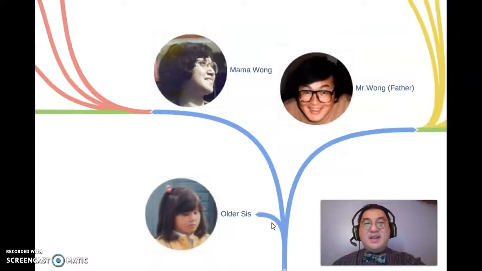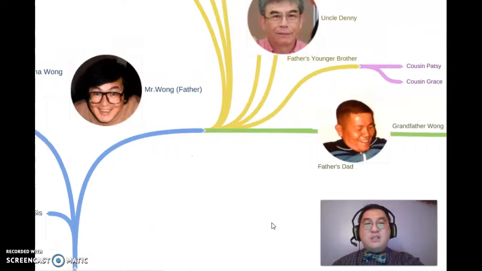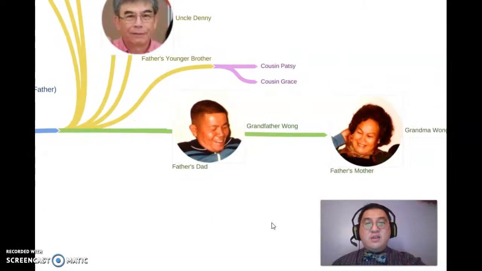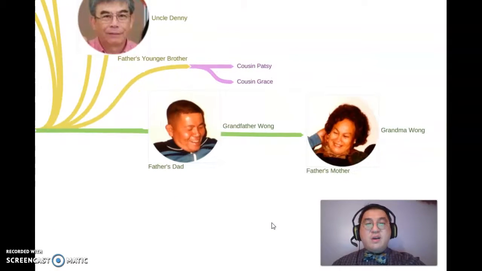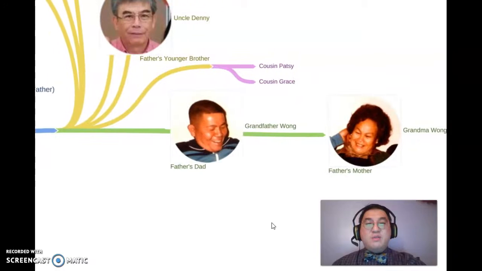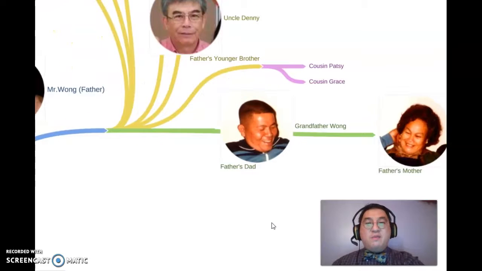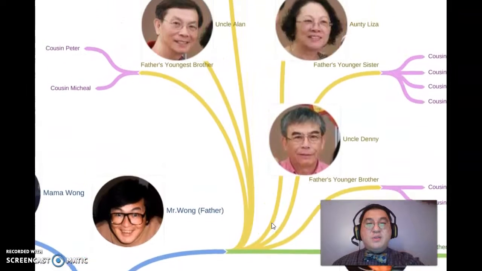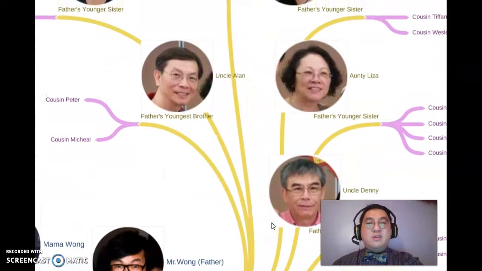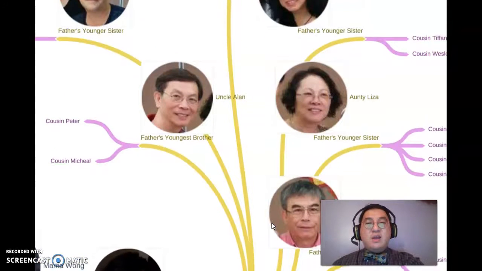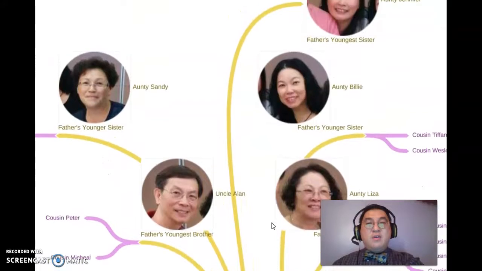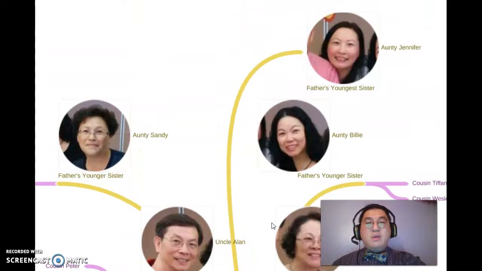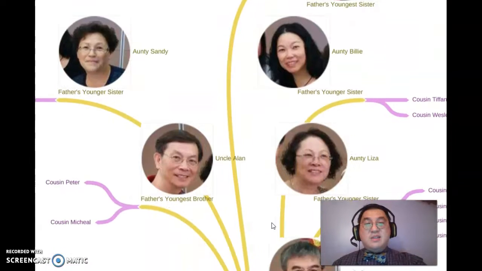Okay. And if we go to my father's side, on this green line, there's my grandfather and my grandmother, my father's parents. And if you go up this way, the yellow lines, those are my father's siblings. My father is the oldest of 7 children, so yeah, it gets extensive.